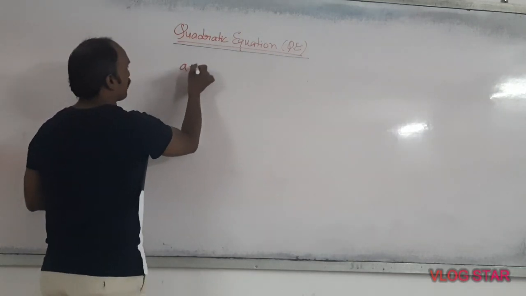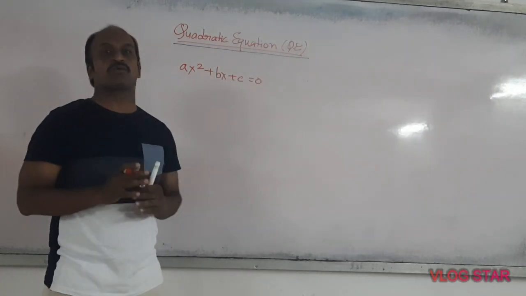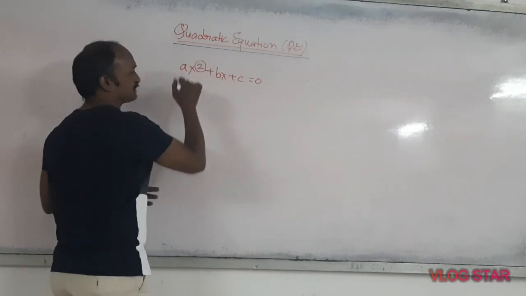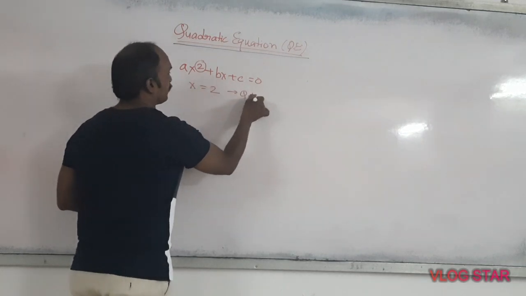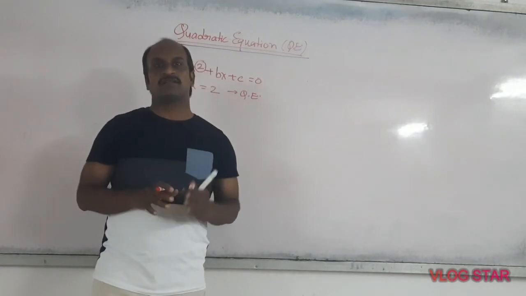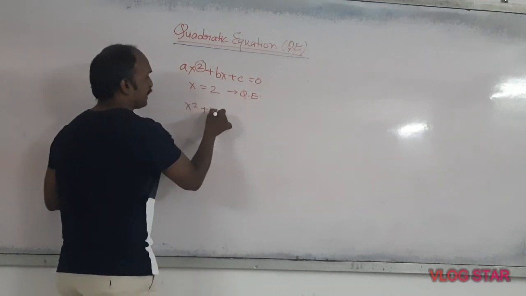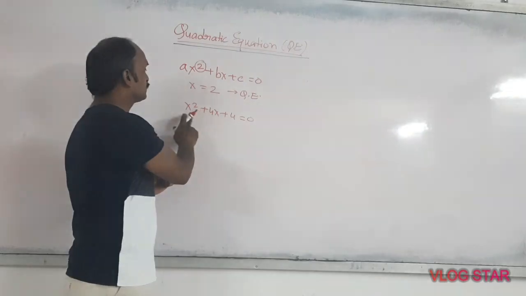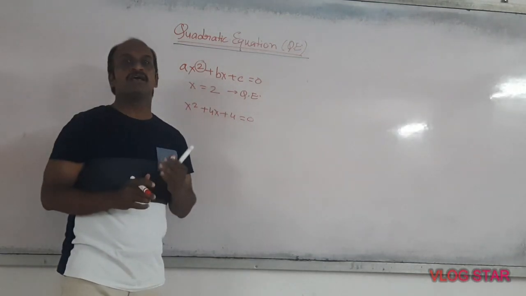Any equation in the form of ax square plus bx plus c is equal to 0 is called a quadratic equation. You have to look at the index of this x square. If the index of x is 2, then your given equation is a quadratic equation. If the index of x is a fraction, then it is not a quadratic equation. For example, x square plus 4x plus 4 is equal to 0. We can see that this equation is in the form of ax square plus bx plus c is equal to 0, so it is a quadratic equation.